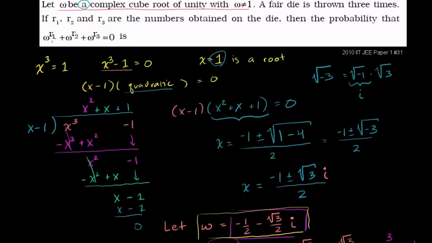The probability of getting omega to the R1 plus omega to the R2 plus omega to the R3, where R1, R2, R3 are numbers obtained from rolling a fair die, the probability that when you add all of these, it's going to be equal to 0 is 2 over 9. Anyway, I thought that was a pretty neat problem.